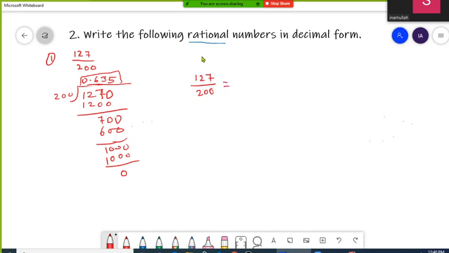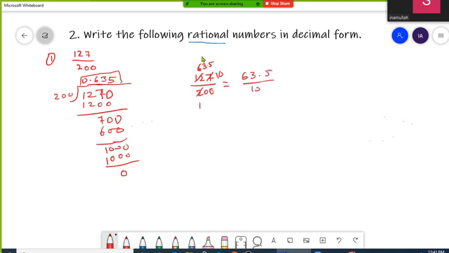The other way is like this: 127 upon 200. Simply I can divide the numerator by 2. 2 ones are 2, 2 6s are 12. Then we have 2 7s, 2 3s are 6. You will be left with 1. So here we can add 0. 2 5s are 10. So here we have, look at this, 2 6s are 12, 2 1s are 2, 2 6s are 12. Then 2 3s are 6. Then we are left with 1. So here we have the decimal, that is 63.5.